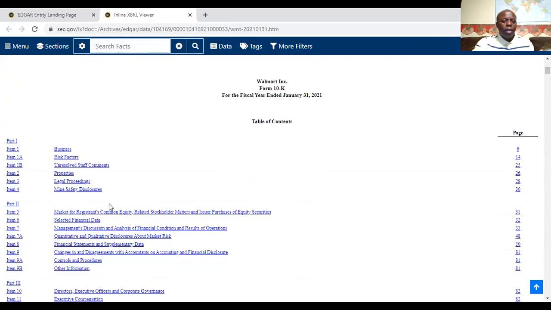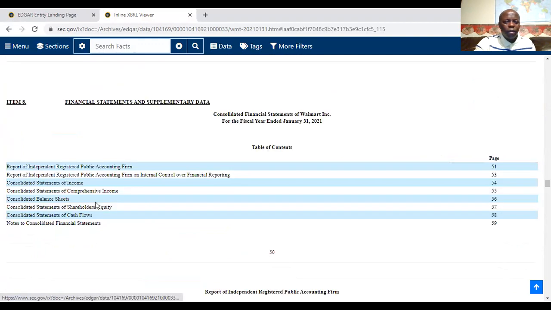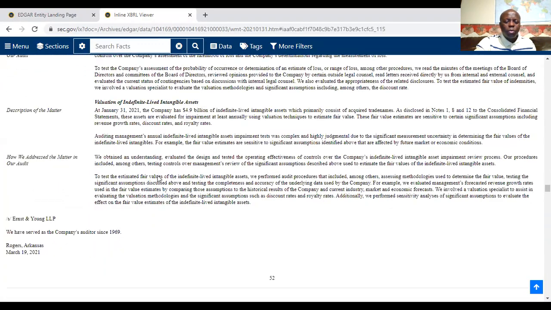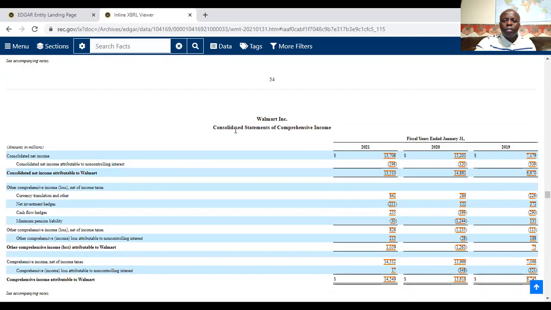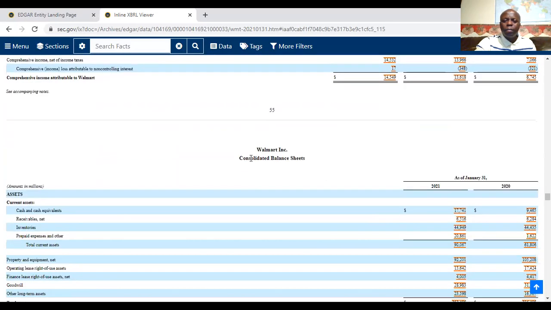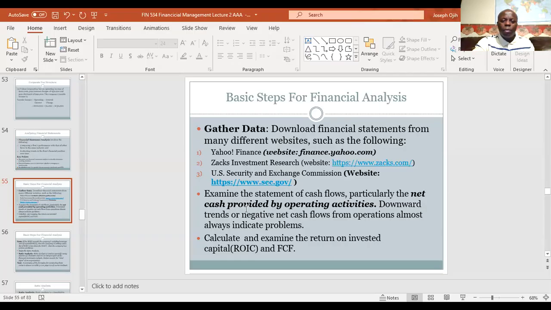Now, once you scroll down, you can see where they have their financial statements right here. Click on it, and you see some of them. The first one you see is the consolidated income statement for Walmart. And then the next one is the balance sheet, and so on and so forth. So this is basically where you see that information. So you gather the information you need, and then once you have gathered it, you can begin your analysis.